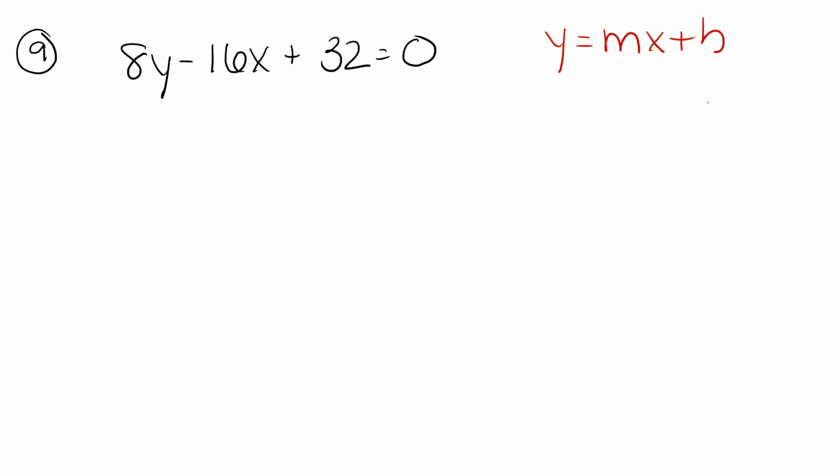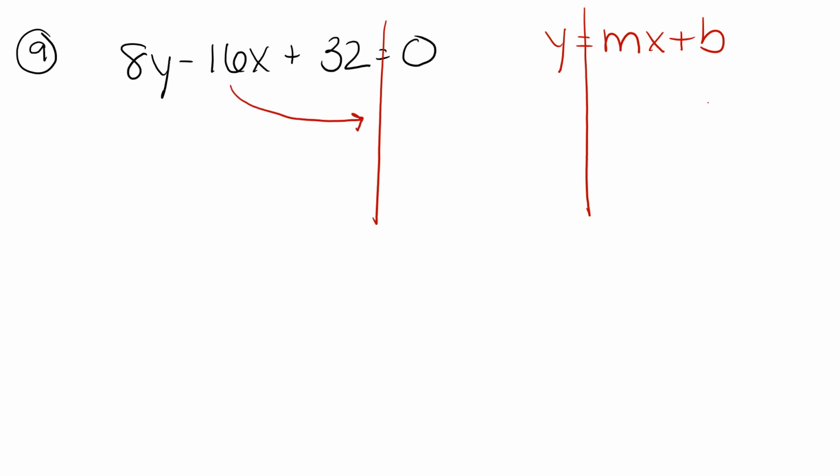For number 9, we're given the equation 8y minus 16x plus 32 equals 0. We're comparing it to slope-intercept form, which is y equals mx plus b. Remember, the y needs to be completely by itself on the left-hand side, mx needs to be in the middle, and the plus b needs to be at the end. In our problem, everything is on the left-hand side, so we have to move several pieces.